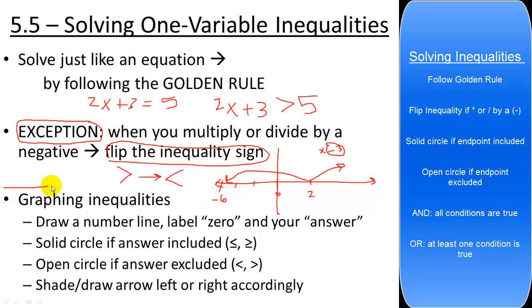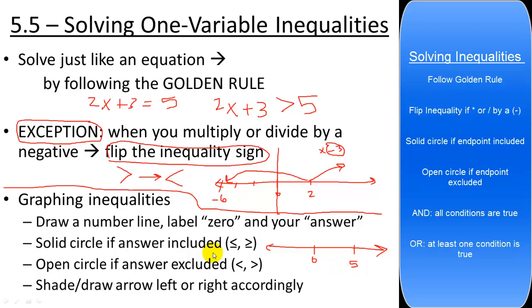Okay, so how do you graph the answer? Well, once you've solved your inequality, you'll have some kind of answer. Instead of being x equals 5, you'll have x is less than 5. Or maybe x is greater than or equal to negative 2, something like that. So the way that you'll do those is you'll draw a number line labeling 0 and your answer. You'll label wherever the 0 is, and you'll label wherever your answer is.